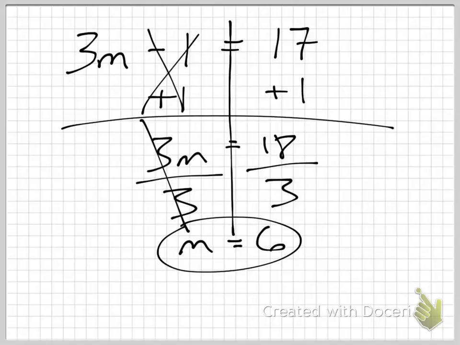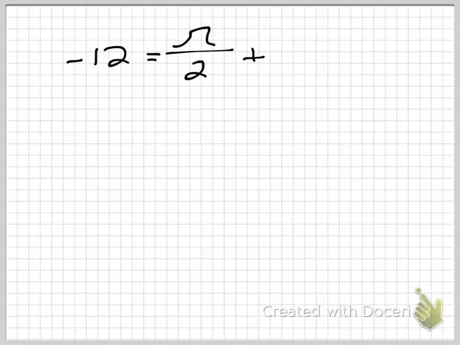How many of you got m equals 6? Okay. Easy peasy, right? Let's try another one. You do this one for me. I'm going to switch things around a little bit. Negative 12 equals r over 2 plus 4. Do that one for me.